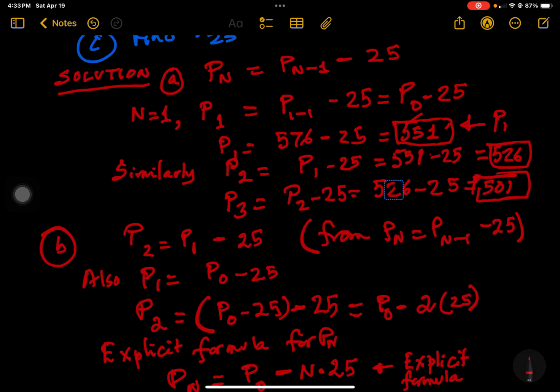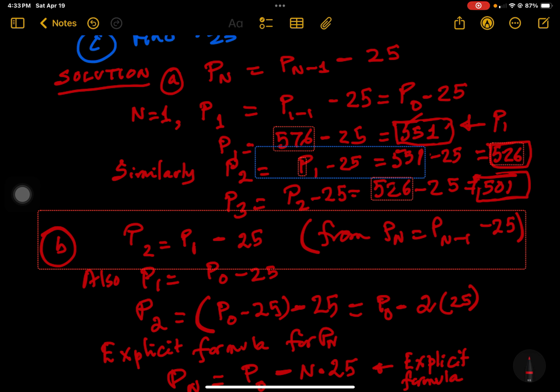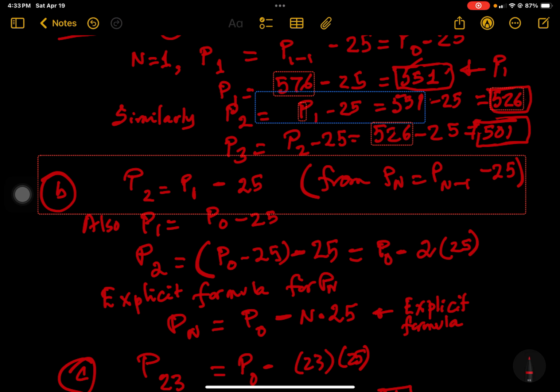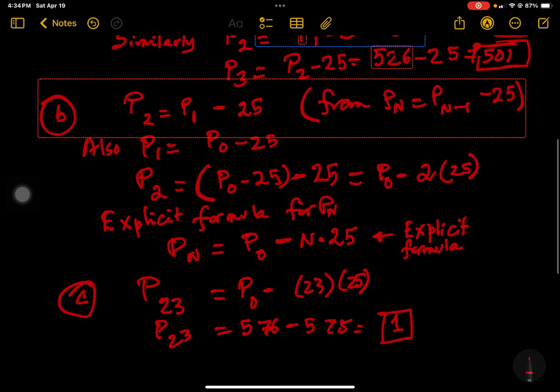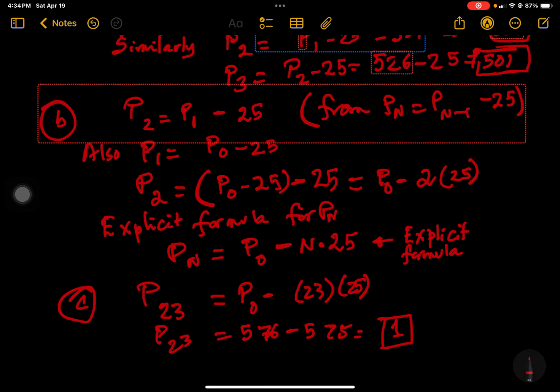Okay, so P2 is equal to P1 minus 25. For P1 I can write the recursive formula P0 minus 25. So P2 becomes P0 minus 25 minus 25, or P0 minus 2 times 25, because it's minus 50. So the explicit formula, where it does not depend on the previous year but on the initial population, is Pn equal to P0 minus n times 25. N is your number of years. So the population for year 23 will be P0 minus 23 times 25, which is 576 minus 23 times 25, which is 1.